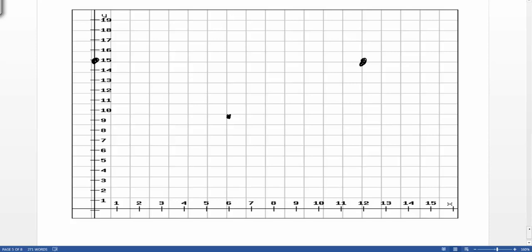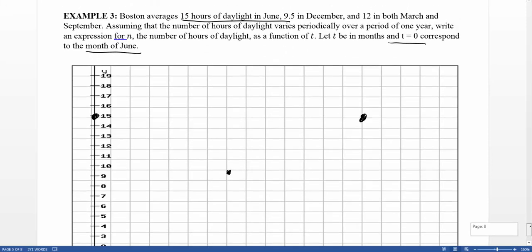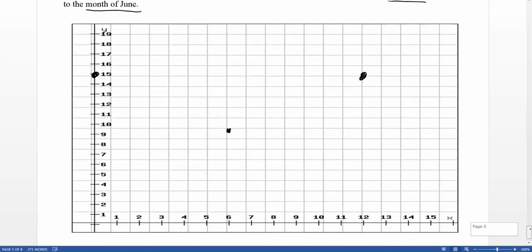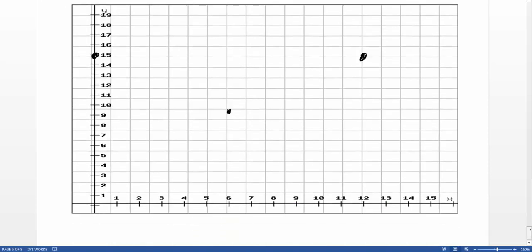But I also know something about March and September. March and September are going to have 12 hours of daylight. March is going to correspond to 3 months after December, so that's time equals 9. I'm going to go up to 12 and draw my dot there. And September is 3 months after June, so t equals 3. I'm going to go up to 12 and draw my dot there.